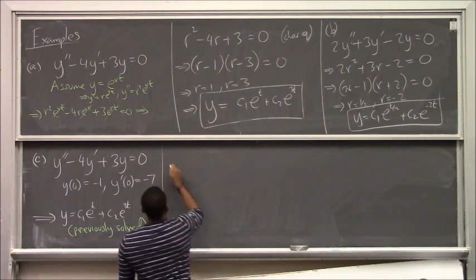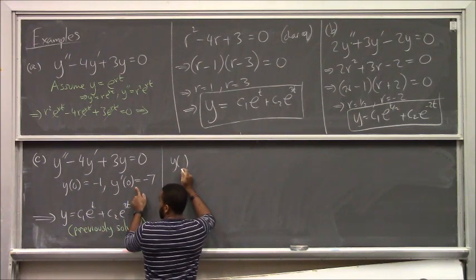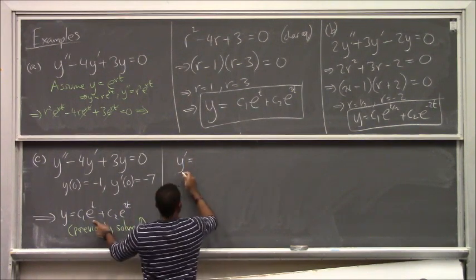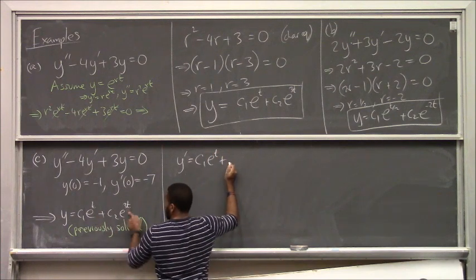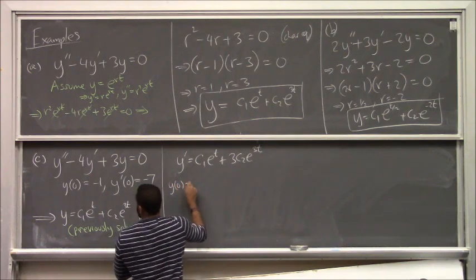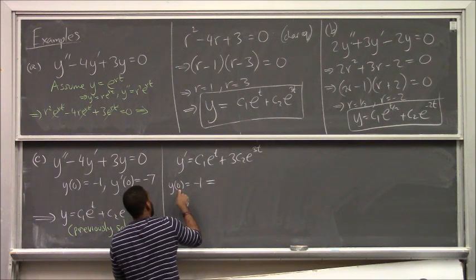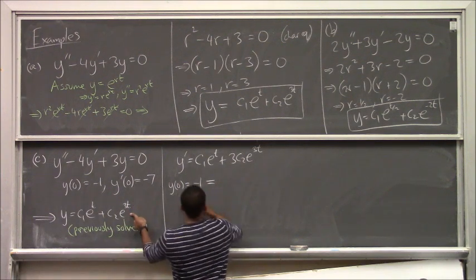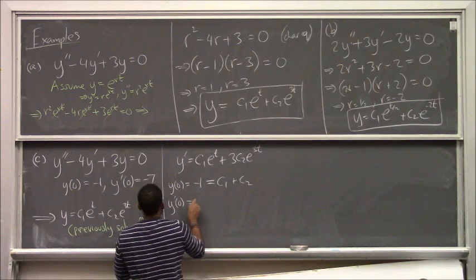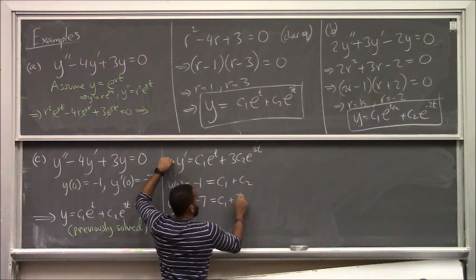We need to know what y prime is because we're going to need to plug that in. So what I would do at this point is find the derivative, which is going to be c1 e to the t plus 3c2 e to the 3t. Then y of 0 equals minus 1 means that the output y is minus 1 when the t value is 0 in this function. That means c1 plus c2. And y prime of 0 is equal to minus 7, but that is equal to, when I put in 0 for t here, c1 plus 3c2.